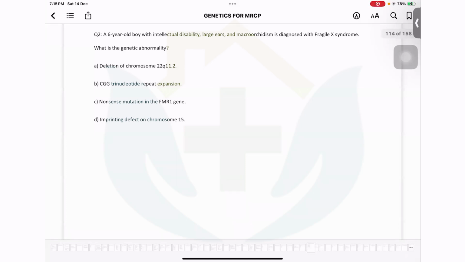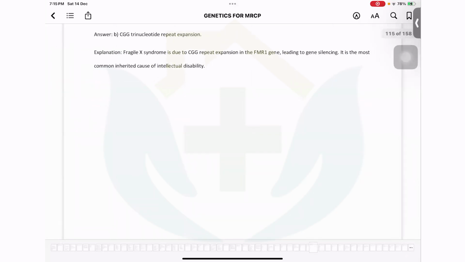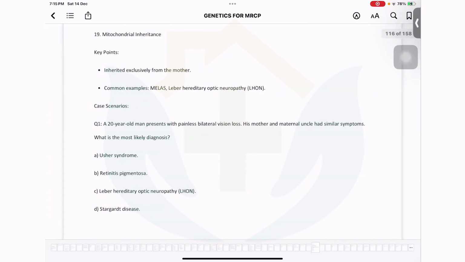A 6-year-old boy with intellectual disability, large ears, macroorchidism is diagnosed with Fragile X syndrome. What is the genetic abnormality? CGG, trinucleotide. Okay, good. So what is the gene? FMR1 gene, leading to gene silencing. Okay. Mitochondrial inheritance, we have also covered in the last class.